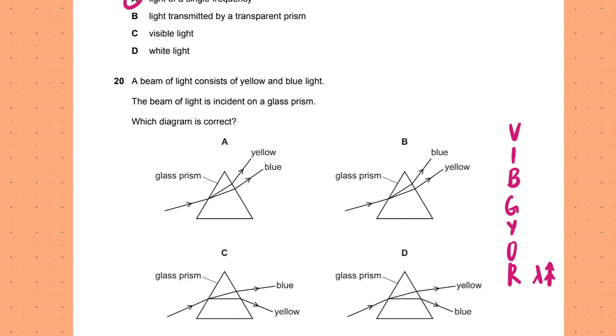So even ignoring this fact, it looks like either of these. Definitely does not look like this, because in going from less dense to more dense, it bends. If I just make the normal here, it would bend towards the normal, not away, which is why both of these are wrong. And then out of both of these, the blue is supposed to bend more than the yellow, so it's D, right? Blue has to have more angle of deviation.